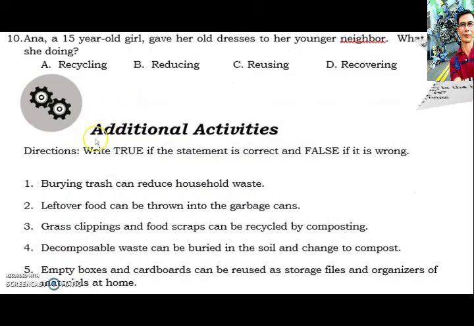Okay, so additional activities. You're going to write true or false depending upon the statement. Okay, so after doing these activities, now I can say, okay, I'm done. If you have any other questions or want to clarify, you can contact me by means of the group chats or through video calls.